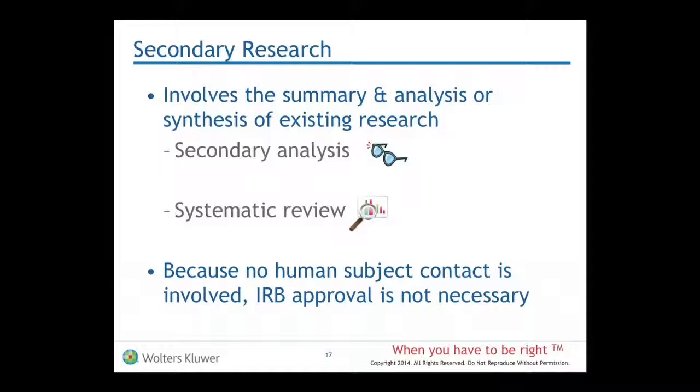A systematic review is another form of secondary research because you're gathering the data that is out there in the form of published articles, even in the gray literature, and you're pooling it together and making a statement, recommendations. You're contributing to science as a result of what's already out there in the literature. But because in both cases no human subject content is necessary, no IRB approval is necessary.